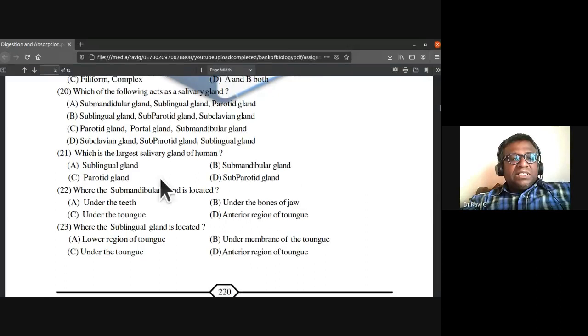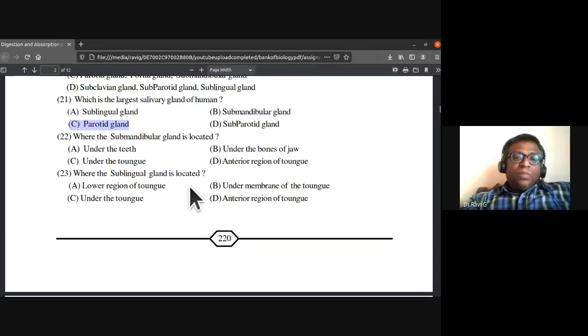21st, which is the largest salivary gland of human being? Is it sublingual, submandibular, or parotid gland? I felt it was submandibular gland, so let us check the answer. 21st, the answer is C. The parotid gland is the largest. It is not submandibular, the parotid gland is the largest salivary gland of human being.